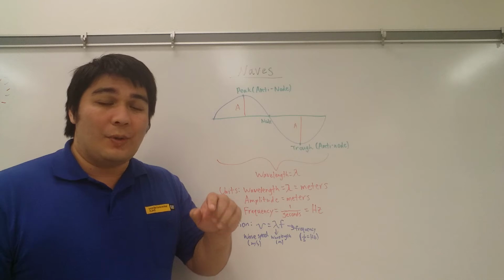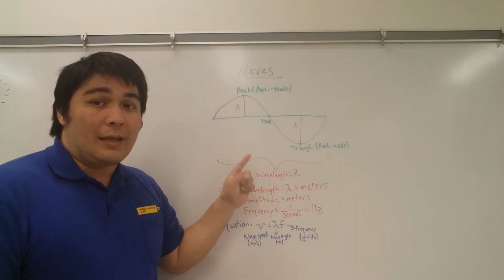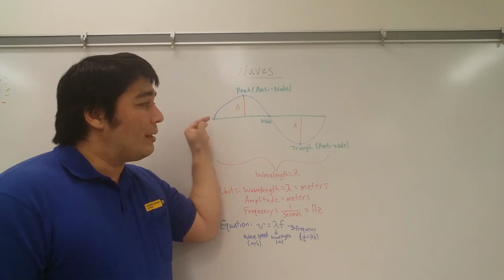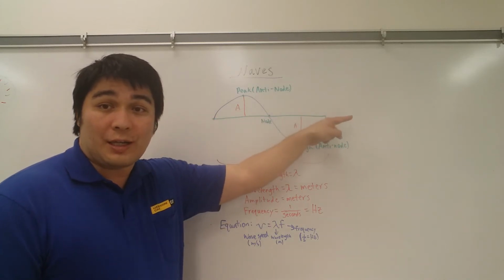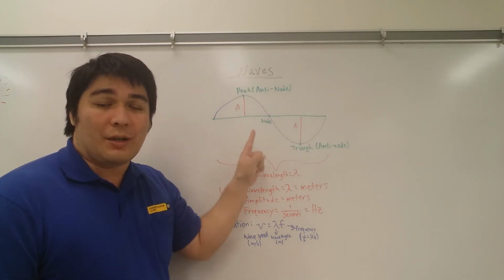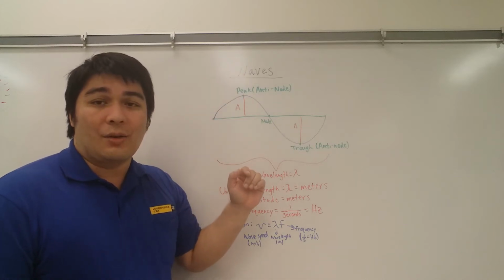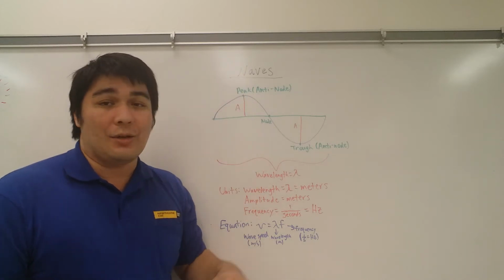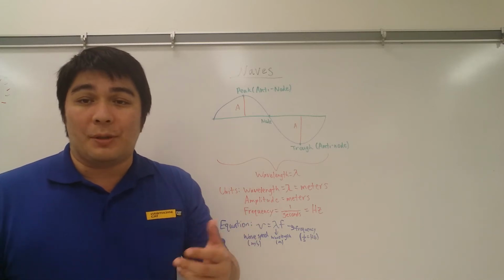Amplitude is, if we think of this as the horizontal plane and the vertical plane, then while wavelength talks about how far the wave travels on the horizontal scale, the amplitude talks about how far the wave travels on the vertical scale. So how tall this wave is, or the distance from zero to the antinode, another way of thinking about it, would also be considered amplitude.